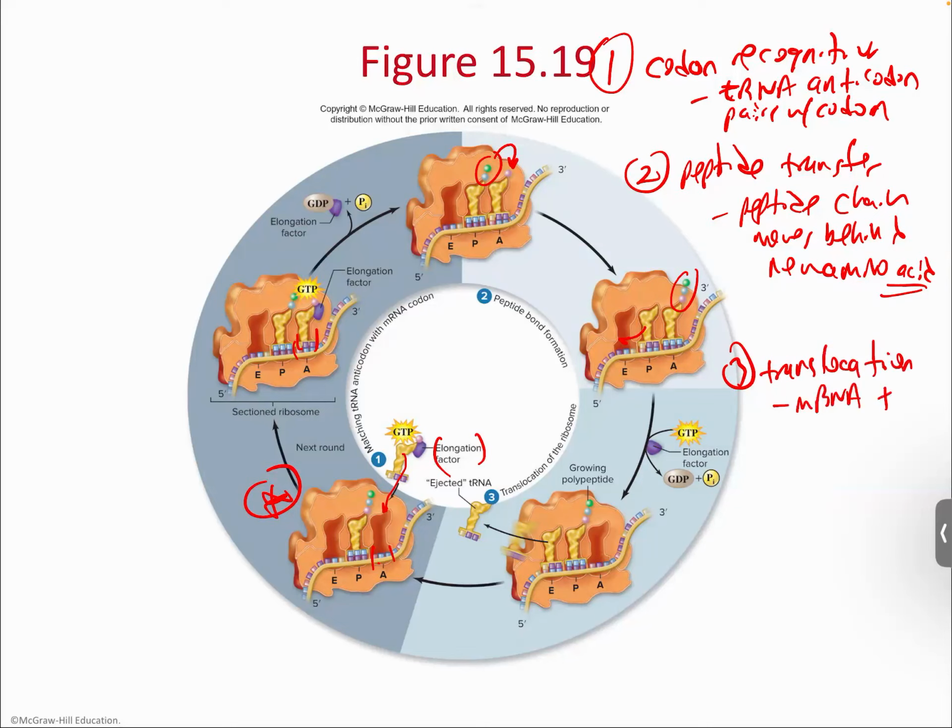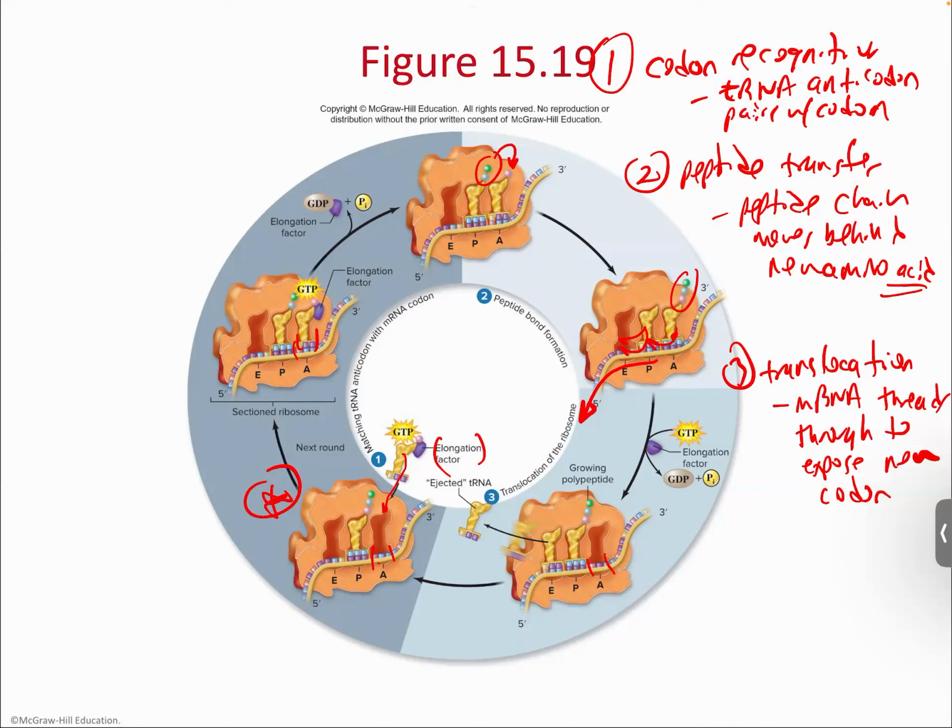So the mRNA threads through to expose the new codon. So what's going to happen in translocation is you're basically going to pull your mRNA this direction. What that does, it's going to shift the empty tRNA into the E site where it belongs, right? It's going to shift the tRNA with the growing chain into the P site where it belongs, and it's going to leave open the A site with your new codon that needs to be read, the next one in line.